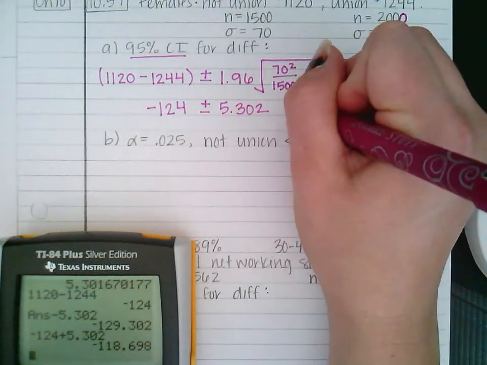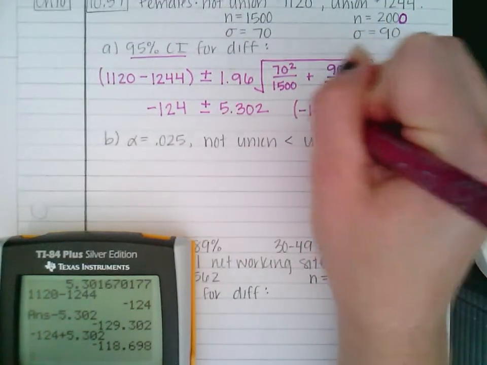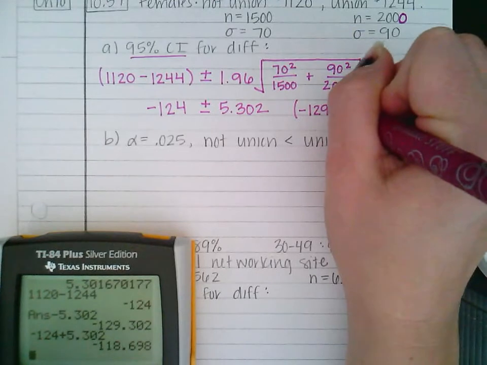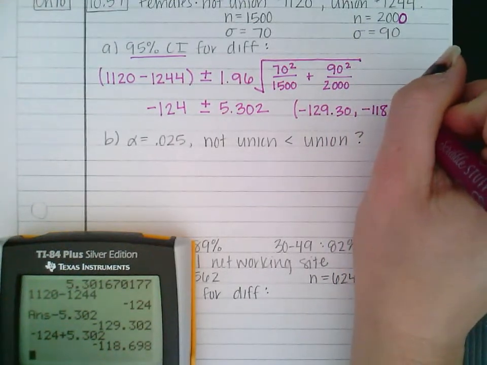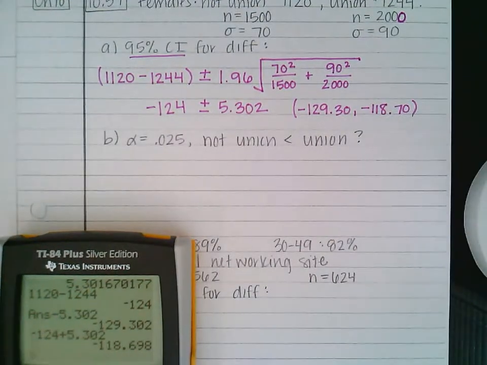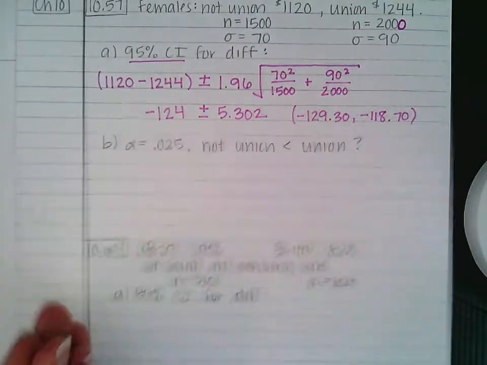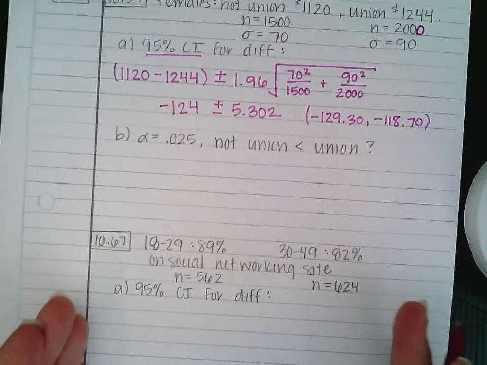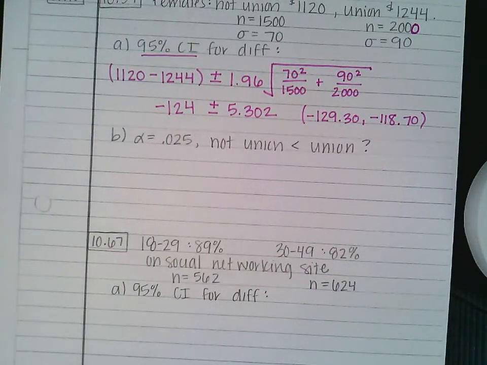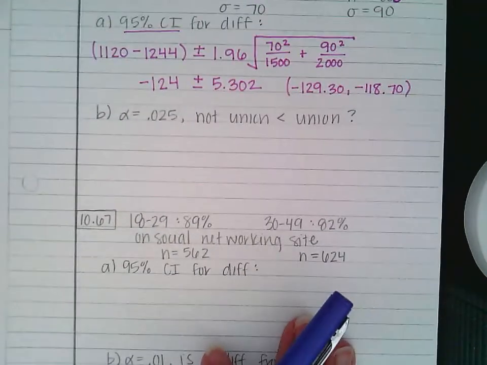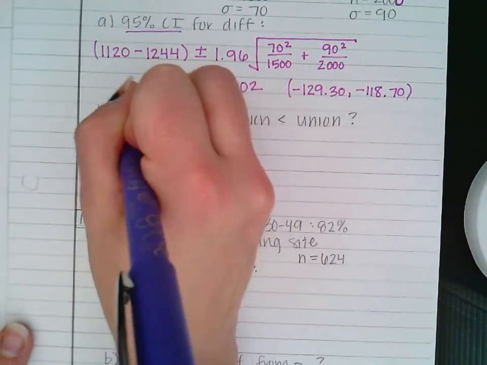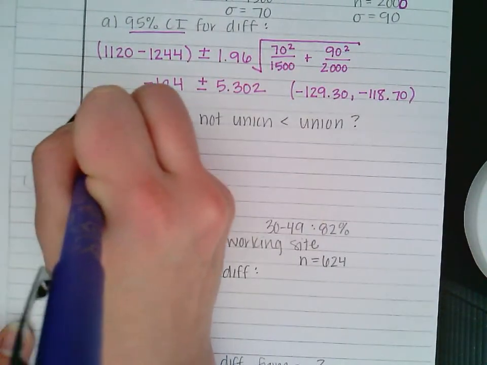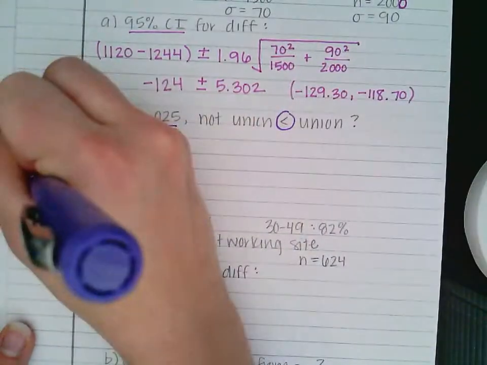So this expected difference is between negative $129.30 and negative $118.70, which tells me, because I did non-union minus union, that union workers must make more money, or that non-union workers make less money. Okay, now let's do this as a test, based on this alpha level. I'm only doing a left-sided test here.